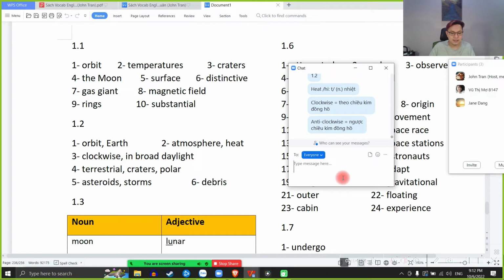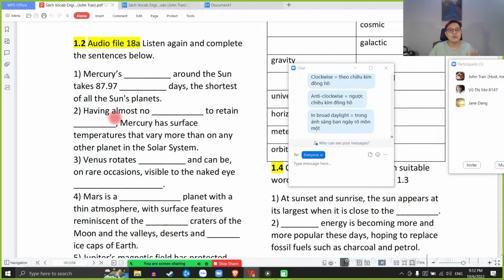In broad daylight. In broad daylight là trong ánh sáng ban ngày rõ mồn một. Ánh sáng ban ngày rõ ràng luôn, rõ mồn một luôn. So having rotates clockwise and can be on rare occasions visible to the naked eyes in broad daylight.